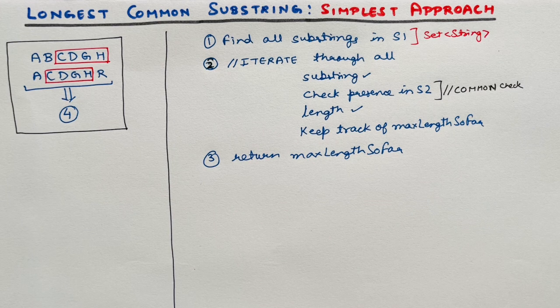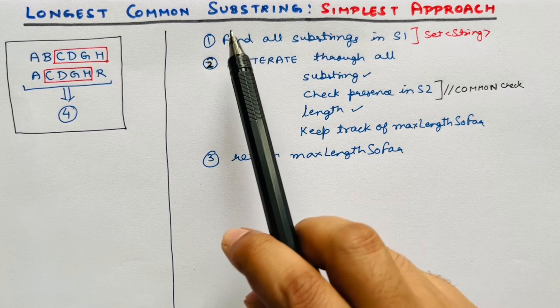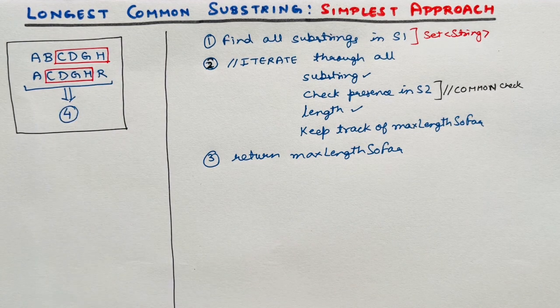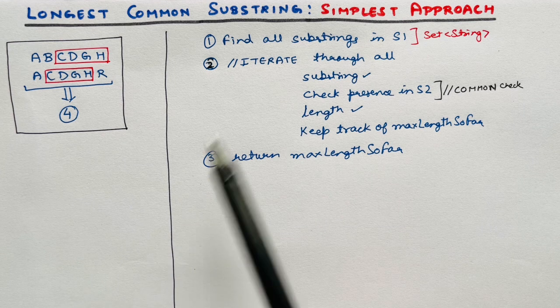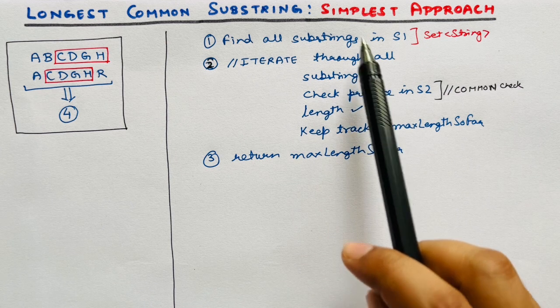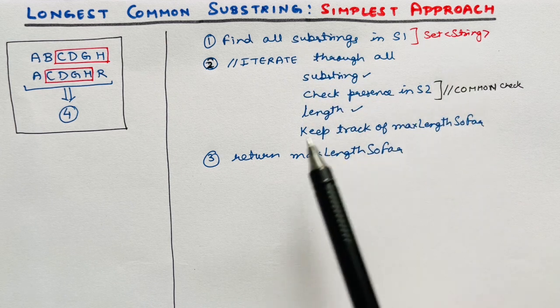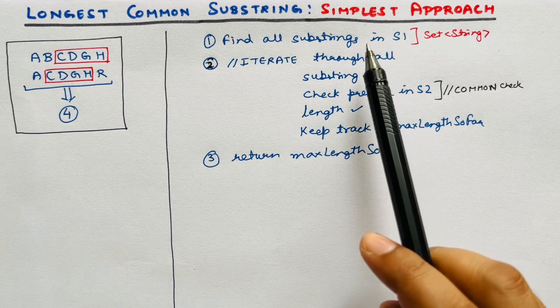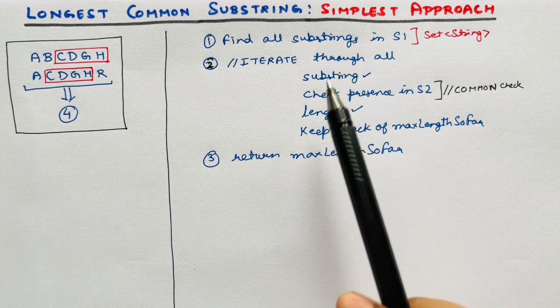Let's start solving the problem. Now our aim is to find the substring which is common to both the strings and whose length is the longest. So what is the simplest approach that comes to our mind? We can first find all substrings in S1. We can represent them as just a set of strings. Now we need to shortlist among them only those substrings which are common to both.